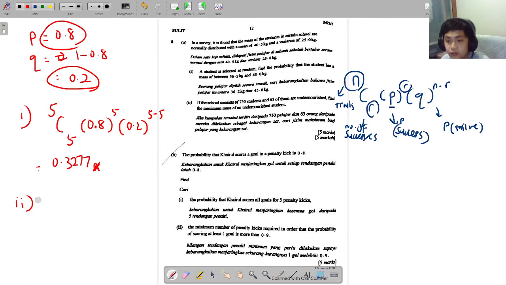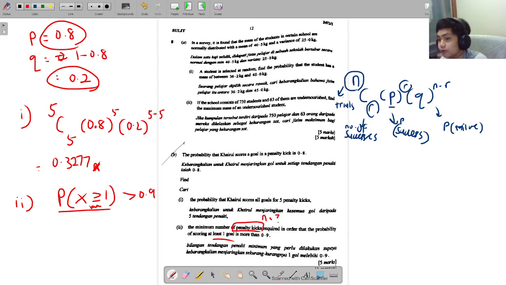So part 2, the minimum number of penalty kicks required in order that the probability of scoring at least 1 goal is more than 0.9. So the probability of x greater or equal to 1 is more than 0.9, right? I say greater or equal to 1 because at least 1 means it can be 1 or more. So in this case, instead of finding 1, 2, 3, 4, and 5, because we don't know how many attempts he makes, they never gave us the n, so n is actually unknown in this case.